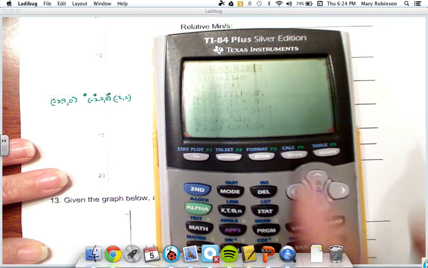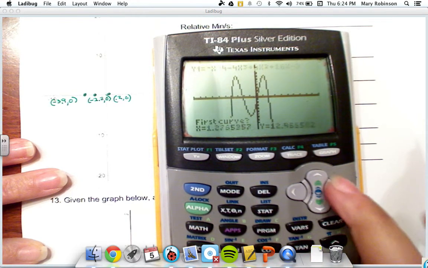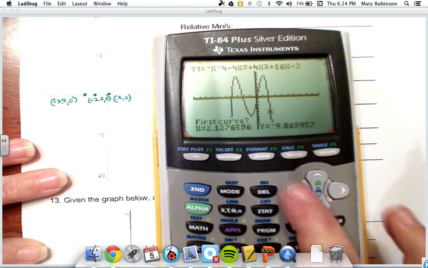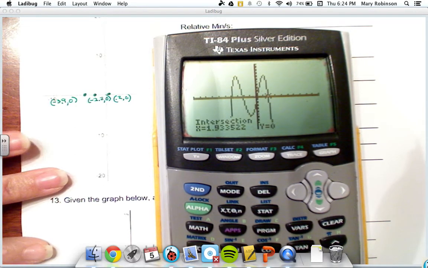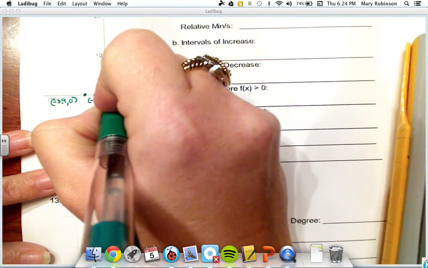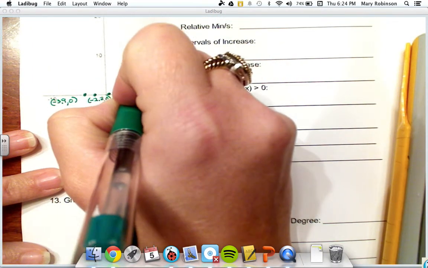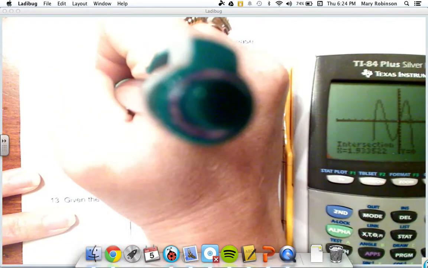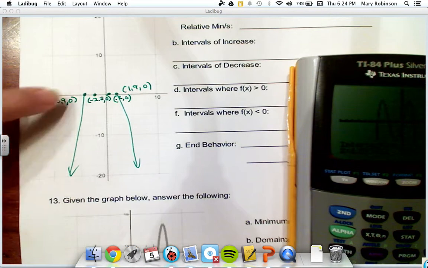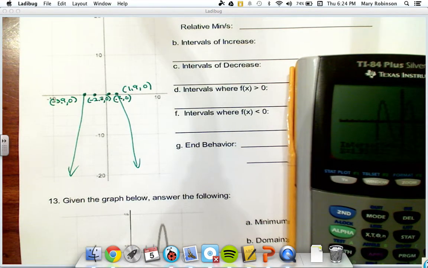And one more time. Second trace 5. Move it over here to the right. Enter, enter, enter. 1.9 and 0. So right about there. 1.9, 0. Alright, so I know that it goes down forever on this side and down forever on this side. Our job is to figure out our max and mins next.